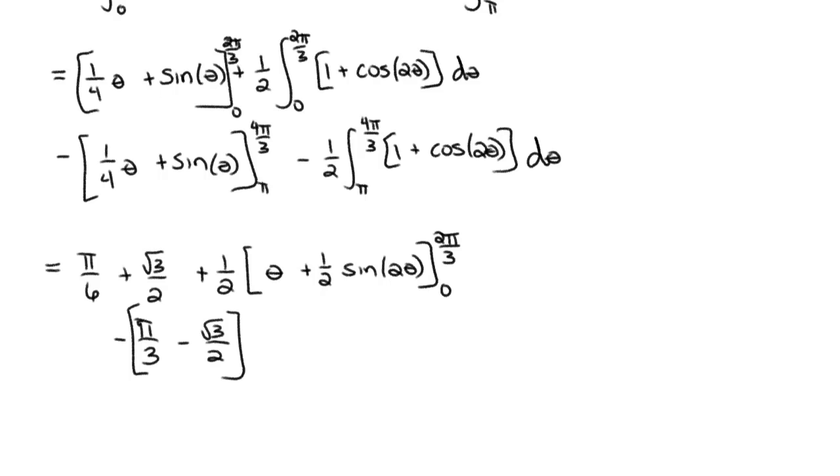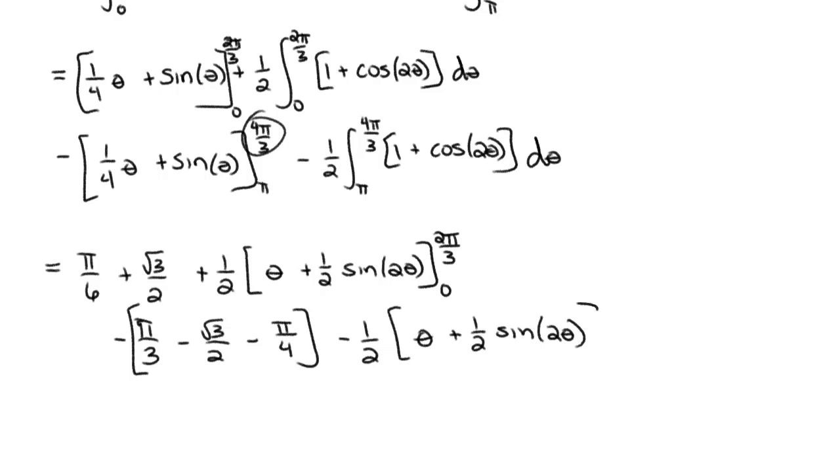Let me double check my math there. I think that's right. That's right. Oh, and also we'll lose pi over 4 from this, right? Because you're evaluating the top. And so you have 4 pi over 3 times 1/4, which is pi over 3, and sine of 4 pi over 3, which is negative root 3 over 2. And when you plug in pi, you get minus pi over 4, and then sine of pi is 0. And then minus 1/2 times theta plus 1/2 sine of 2 theta, evaluated from pi to 4 pi over 3.